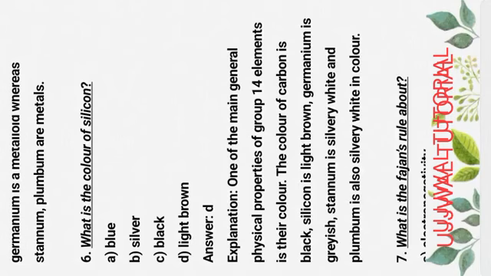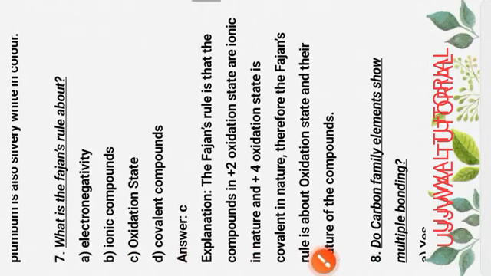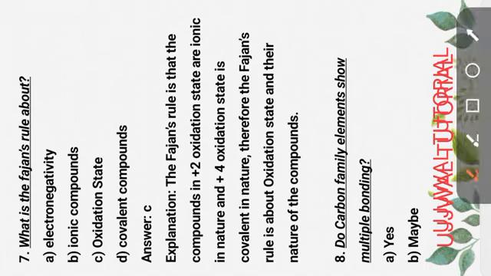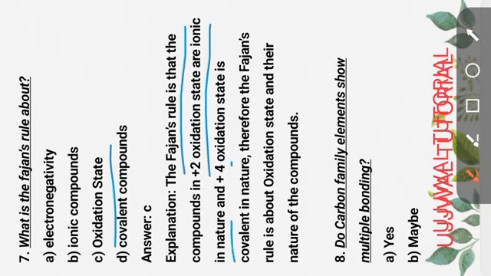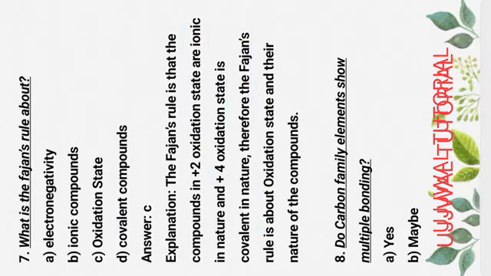Next question, question number 7: what is Fajan's rule about? Option C, oxidation state. To explain, Fajan's rule is that compounds in the +2 oxidation state are ionic in nature and those in the +4 oxidation state are covalent in nature. Therefore, Fajan's rule is about oxidation state and the nature of the compounds.